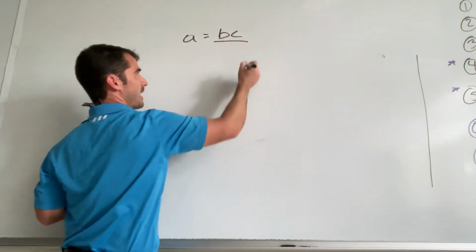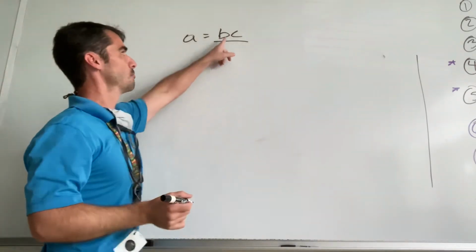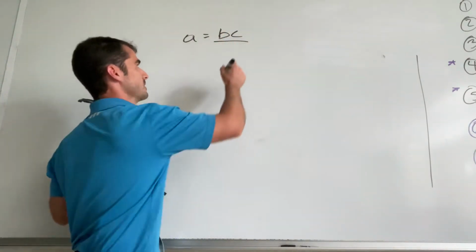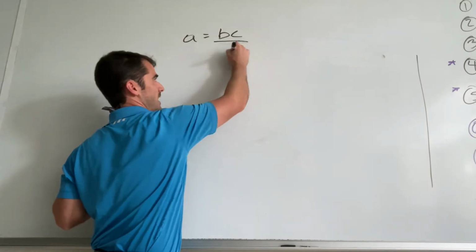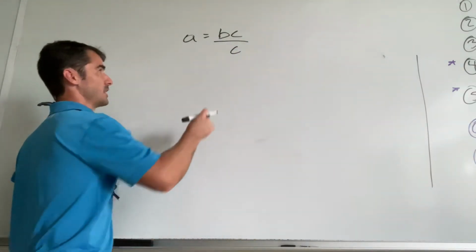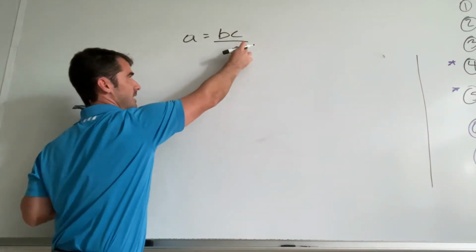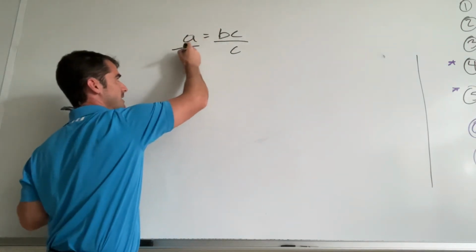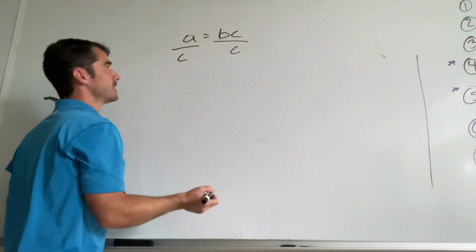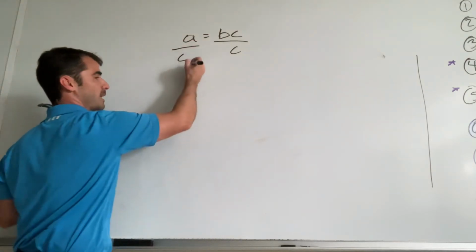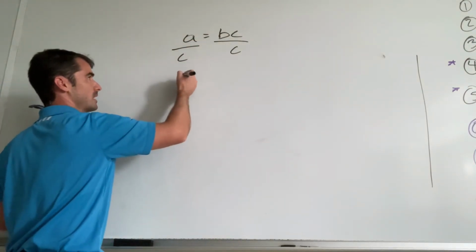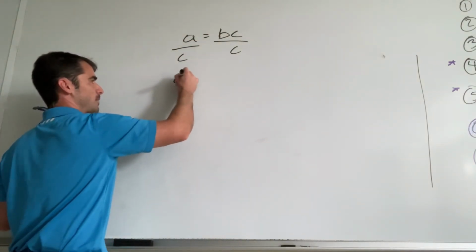I want to get b by itself. In order to undo multiplying by c, I need to divide by c. So I'm going to use a fraction bar to show division. If I divide this side by c, in order to keep things equal, I've got to divide this side by c. A divided by c we can't do because they're not the same letters, so I just have to rewrite it.